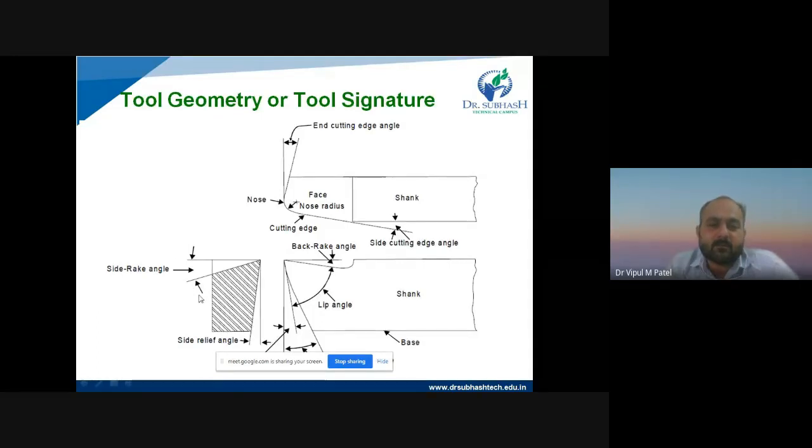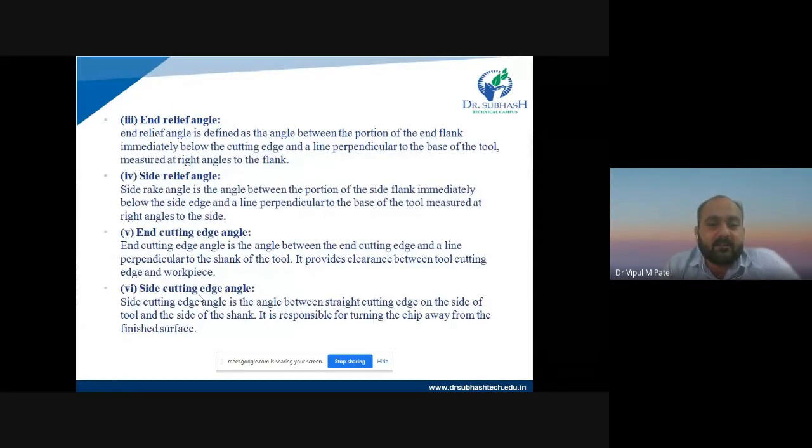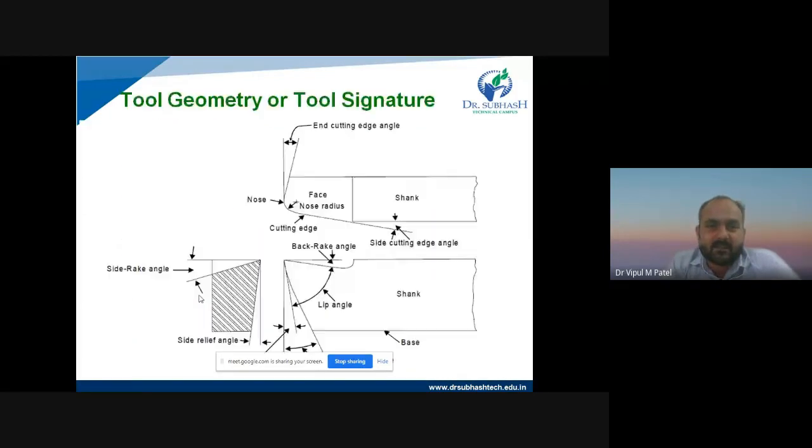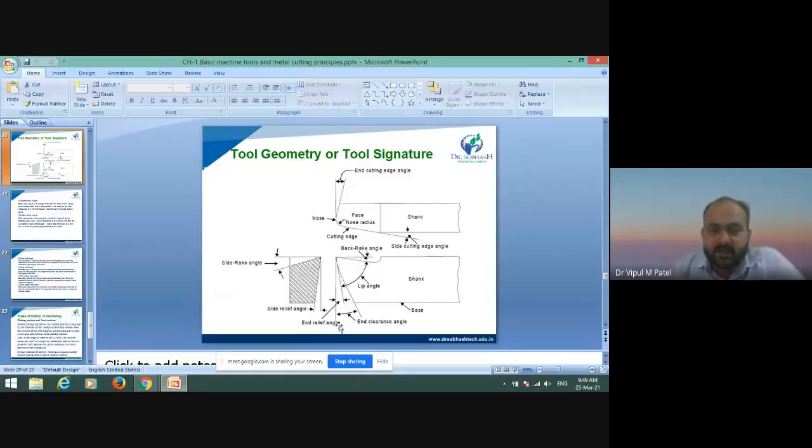Understand all of you? Now, end relief angle. You can see in this figure where is the end relief angle, where is the side relief angle. This one is the end relief angle. You can see that. So this is called end relief angle. So what is the difference between side relief angle and end relief angle? They are well defined, it is mentioned in this slide.